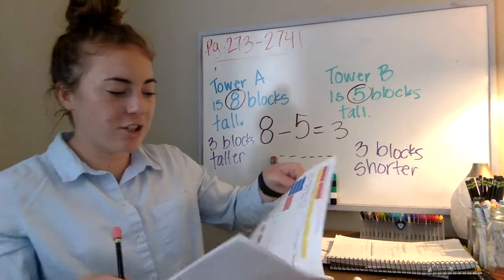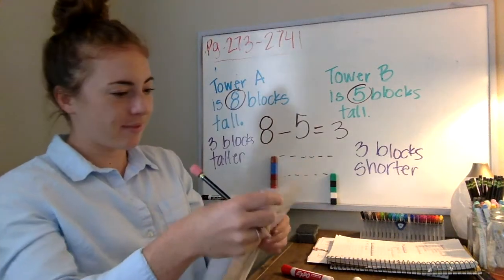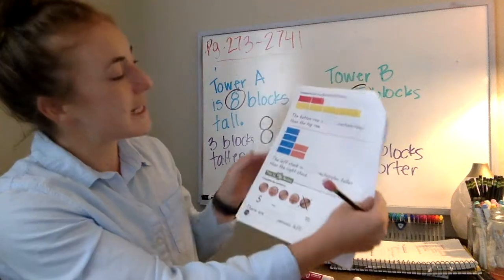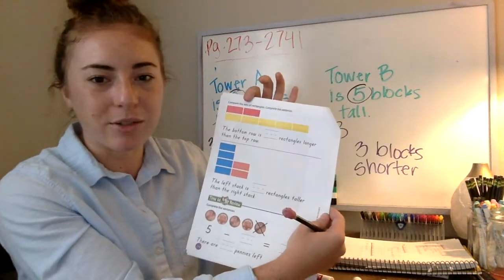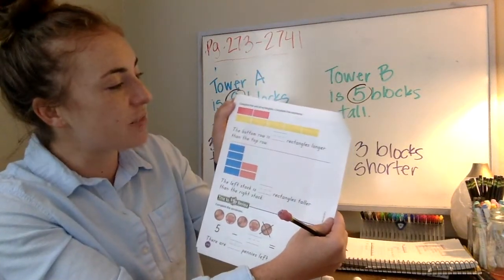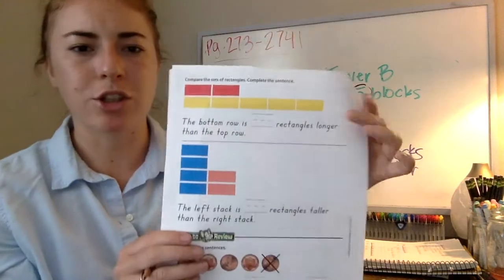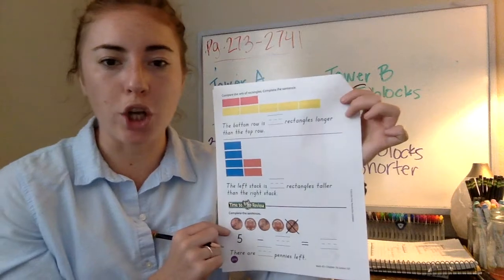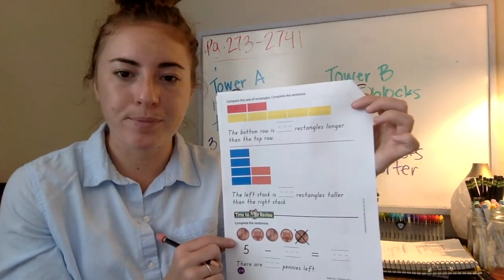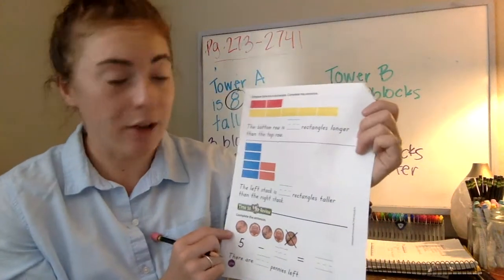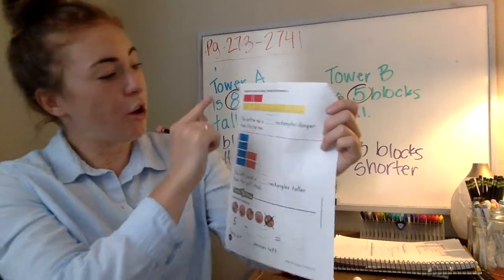Let's turn the page. Now we see some red and yellow rectangles. It says compare the sets of rectangles. Complete the sentence. So based on this picture, which color is longer, the red or the yellow? The yellow. The yellow rectangles are longer than the red.